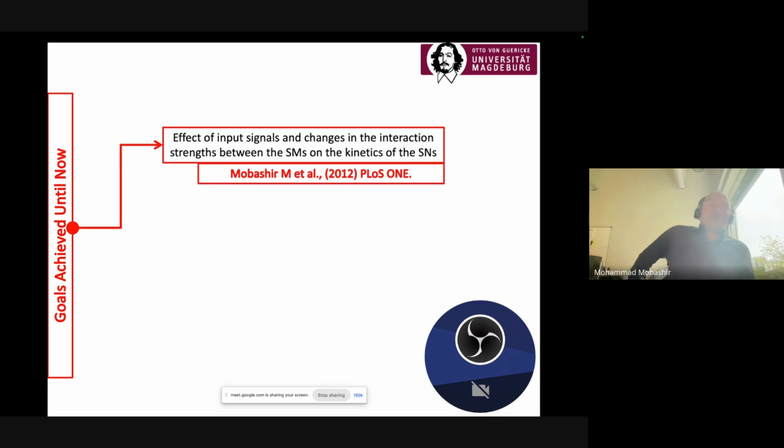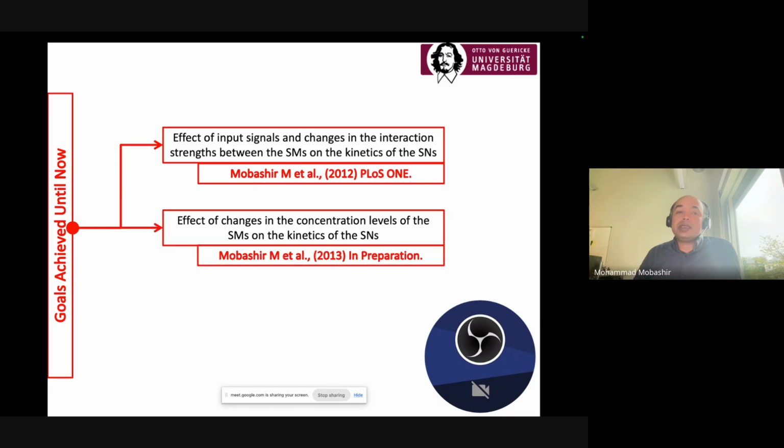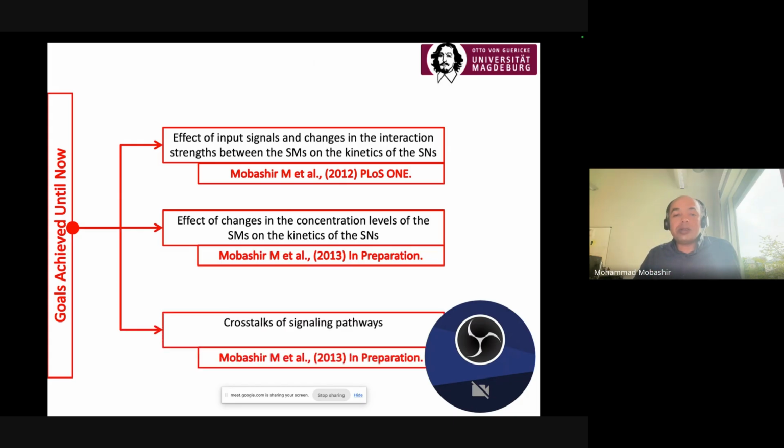The goals which I have achieved in my PhD thesis work, so there was basically two work which was published as a goal. One was published in PLOS One, as mentioned here, where we have basically investigated the rate of reactions. And second one was associated with the effect of changes in the concentration levels of signaling molecules. Third one was crosstalks of signaling pathways. What I did basically, second and third goal, I merged into one paper, and that was published in Scientific Reports.